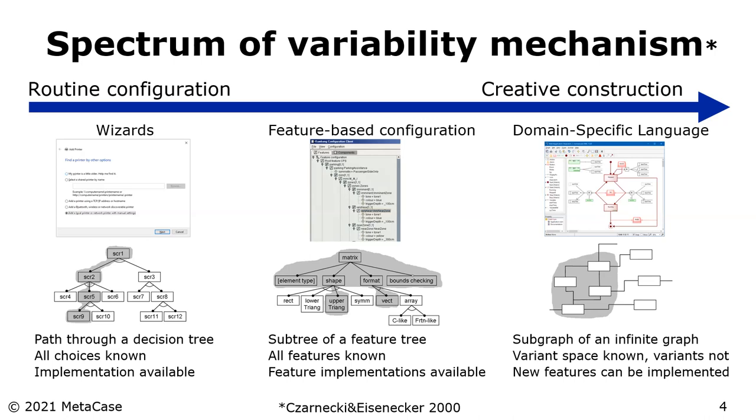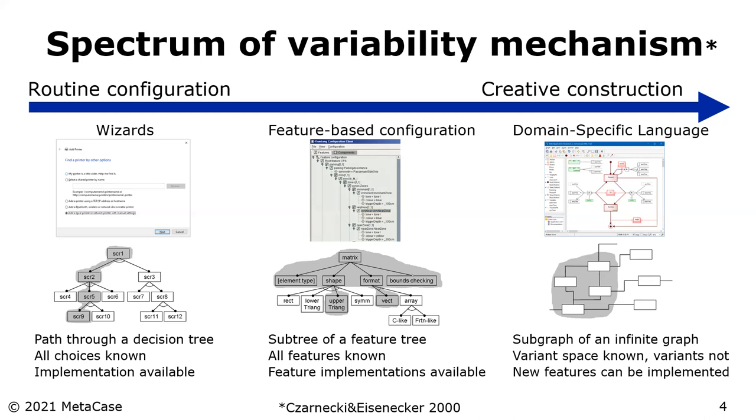So language users can then make and implement totally new kinds of variants which are not known. Of course, if we go beyond the slide, on the left side I could have something like a parameter table, for instance, which is a smaller set of decisions, because I have just decisions but no relations between decisions. Or on the right side, I could have a creative construction where I can just program with anything if I like. I don't have any rules.